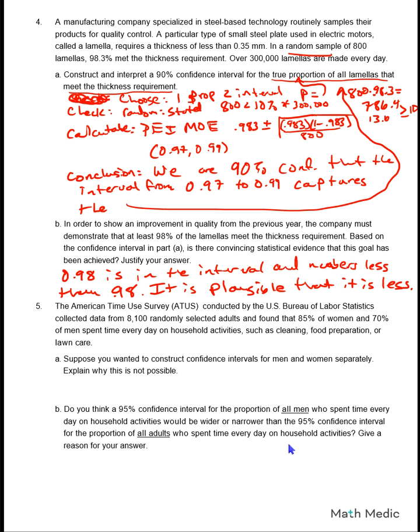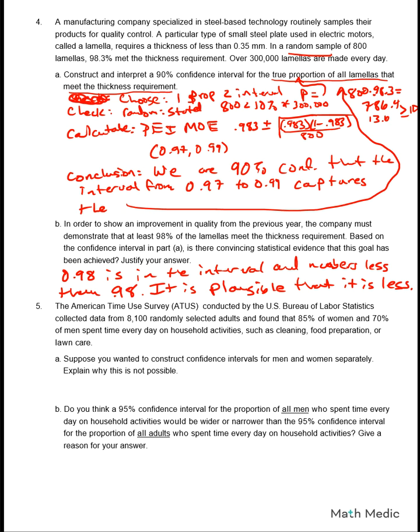The American Time Use Survey, conducted by the U.S. Bureau of Labor Statistics, collected data from 8,100 randomly selected adults, and found that 85% of women and 70% of men spend time every day on household activities such as cleaning, food preparation, or lawn care. Suppose you wanted to construct a confidence interval for men and women separately. Explain why this is not possible. We don't know out of the 8,100 what proportion were men and women. These are not from independent samples, so we can't calculate the errors correctly.